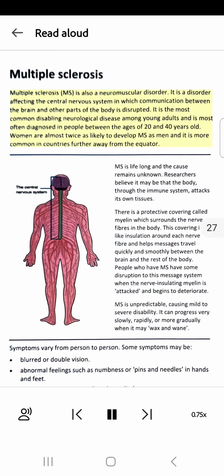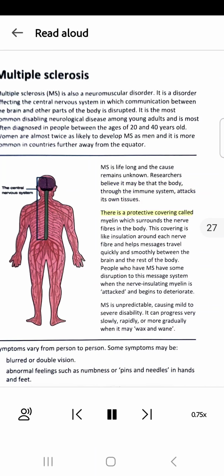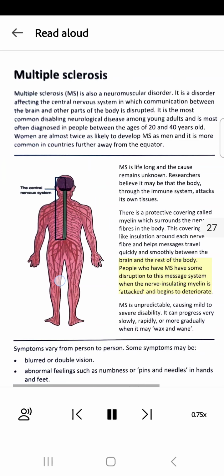Women are almost twice as likely to develop MS as men, and it is more common in countries further away from the equator. MS is lifelong and the cause remains unknown. Researchers of the central nervous system believe it may be that the body, through the immune system, attacks its own tissues. There is a protective covering called myelin which surrounds the nerve fibers in the body. This covering is like insulation around each nerve fiber and helps messages travel quickly and smoothly between the brain and the rest of the body.